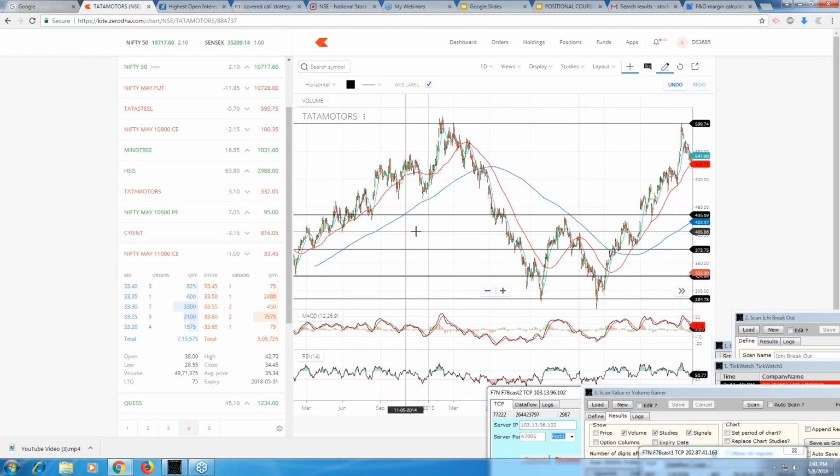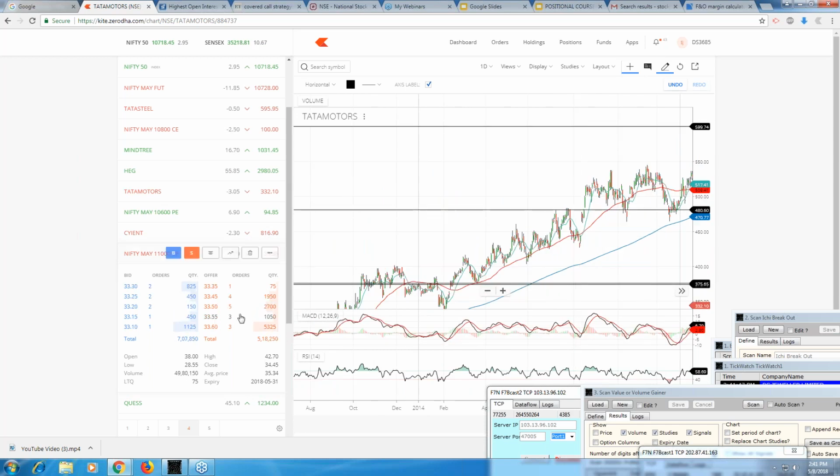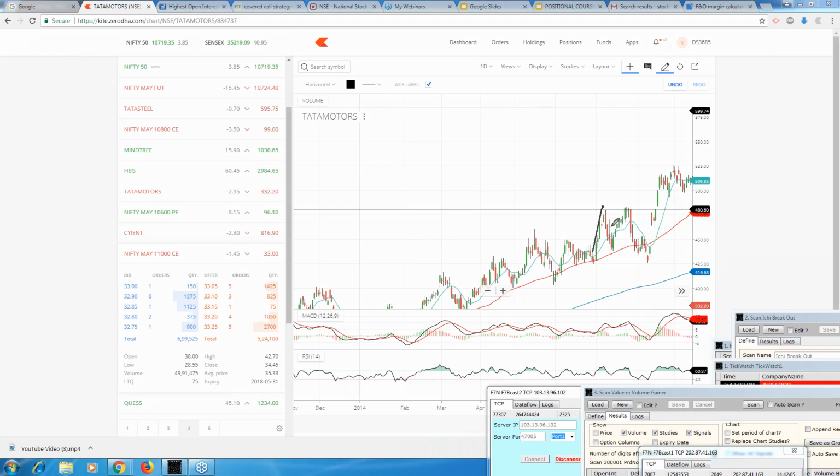Now see here, there is another level that I could identify, this one, right? It's again a support as well as a resistance level. Earlier it was behaving as a resistance. I can show you with the help of a pen. Earlier this was behaving as a resistance, right? Same level. Now later on it has become the support.